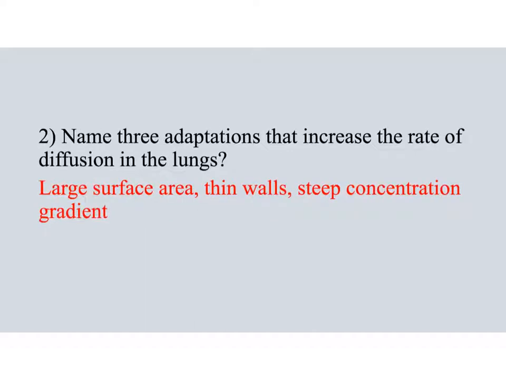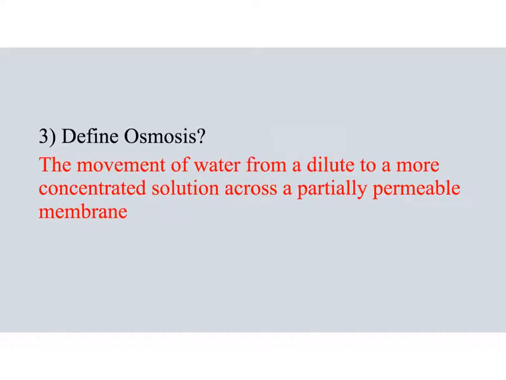Question number 2, so 3 adaptations: they would be large surface area, the membranes or the cell walls would be very thin, and there would be a steep concentration gradient, and that's maintained by the fact that the blood is moving past the lungs, the alveoli, and therefore taking the oxygen away and maintaining a steep concentration gradient. 3. Osmosis is the movement of water from a dilute to a more concentrated solution across a partially permeable membrane.